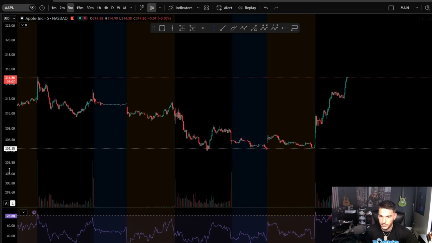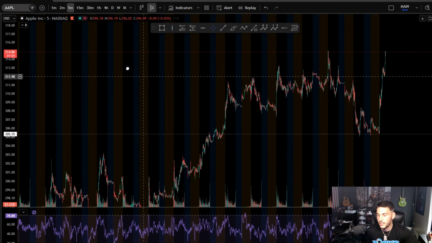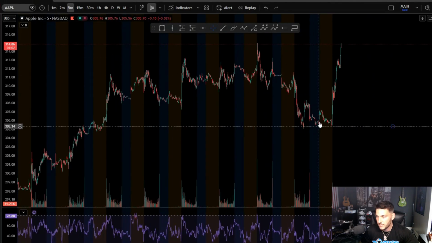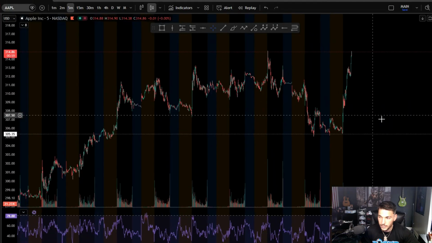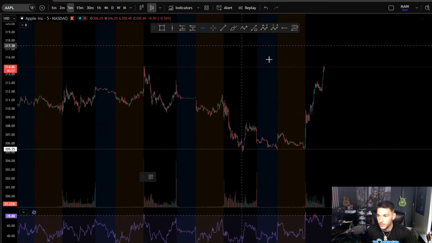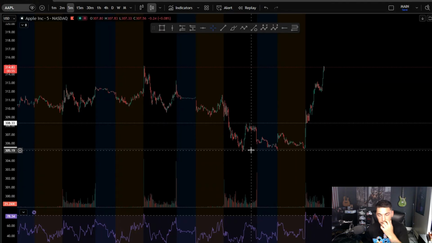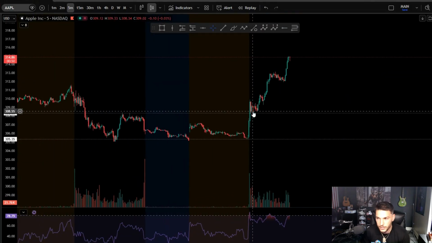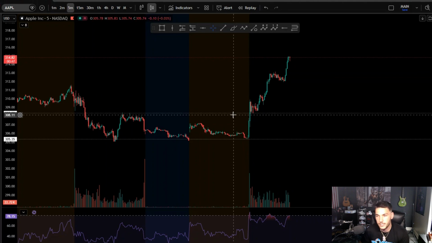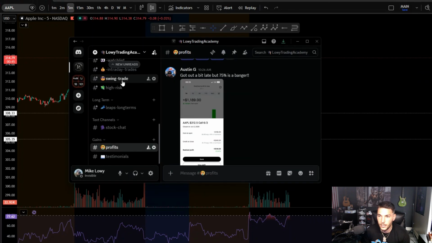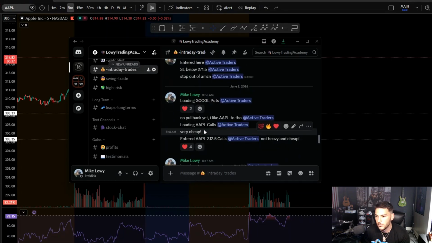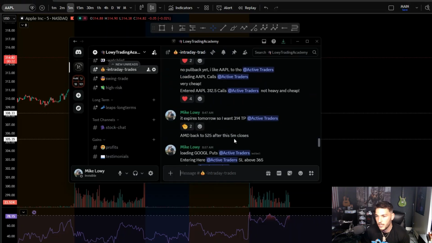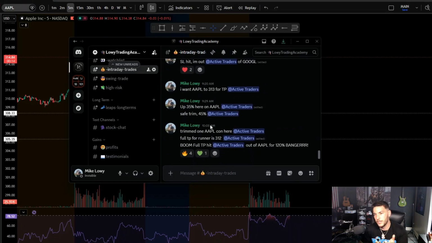We obviously got a key level at 305 right here. So when Apple finally came back to this key level, we got a big bounce off of that key level, which was great. So now we know that we have a previous day level right here at this 308. So this becomes our entry, right? This is our entry. I called it out in the chat. Tell you guys, hey, entering Apple here. Intraday trades, loading Apple calls, very cheap. Entered Apple 312.5 calls.